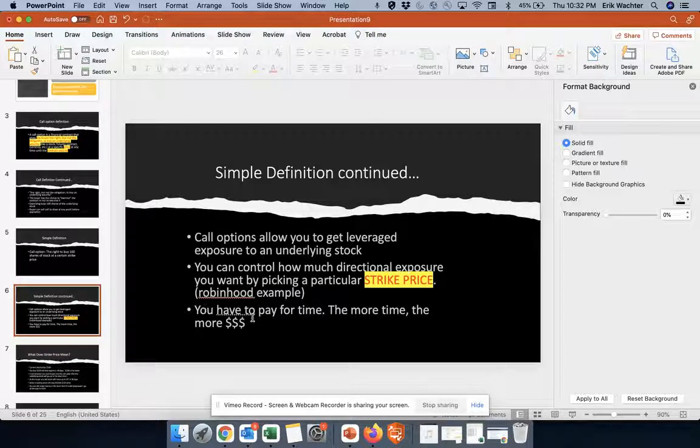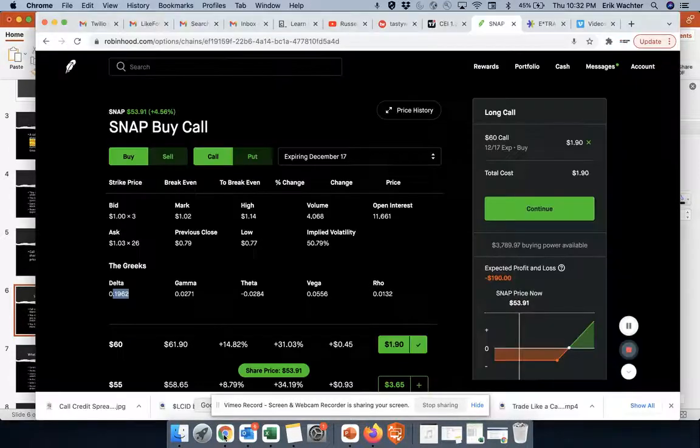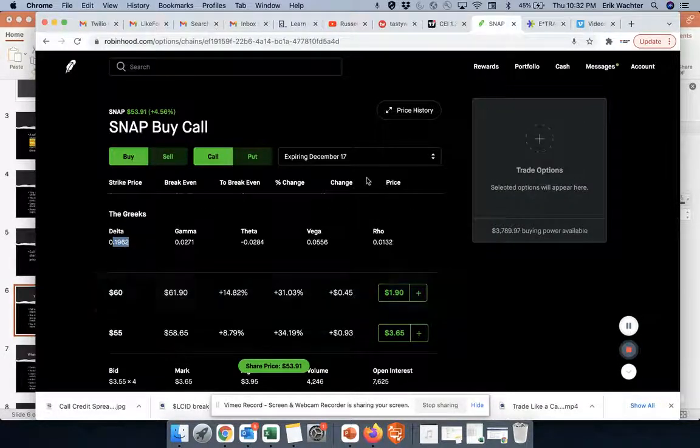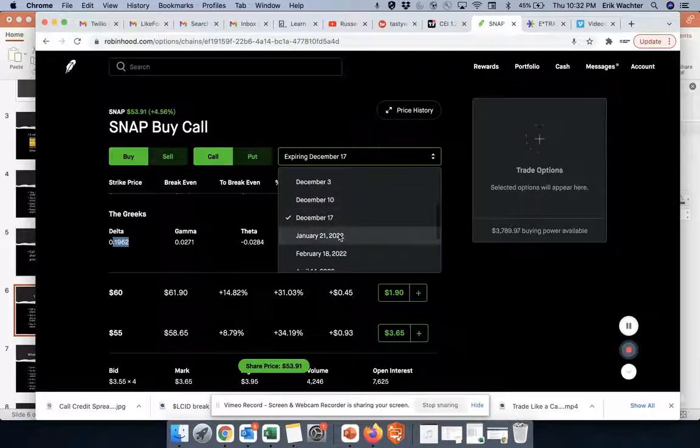Next thing I want to show you on the options chain on Robinhood is you have to pay for time. The more time you have as a call buyer, the more money that option contract is going to cost. So we're looking at, let's go back to the $60 call, trading for $1.90. What happens when we go out for a month? What do you think is going to happen to that contract price?